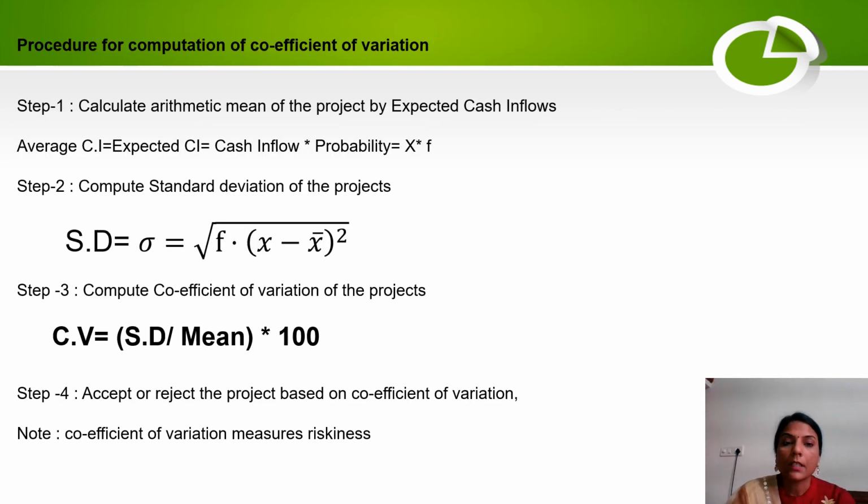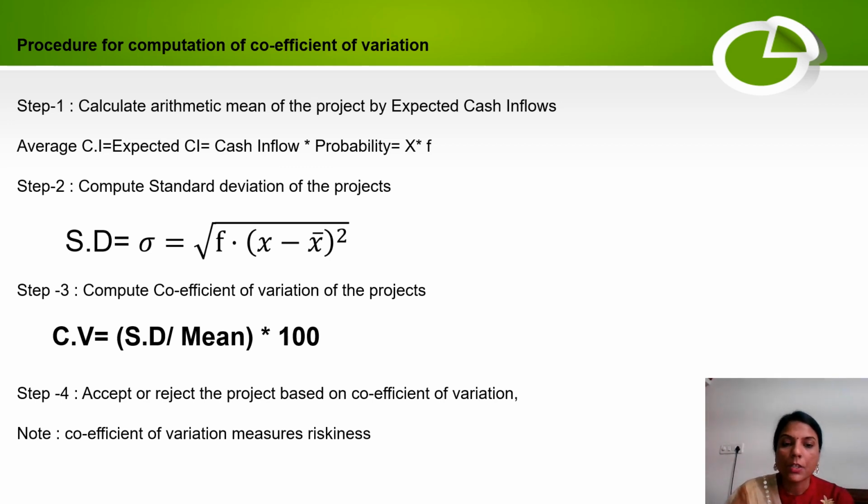So here is the calculation. This is the process through which the coefficient of variation will be calculated. First you need to calculate the arithmetic mean of the project by the expected cash inflows. So first we look at the average cash inflows, which is known as the expected cash inflows, where cash inflows are multiplied by the probability. Probability means the chance that you will get a 10% return in future, or a 20% return in future. That is the probability, which will be x into f.